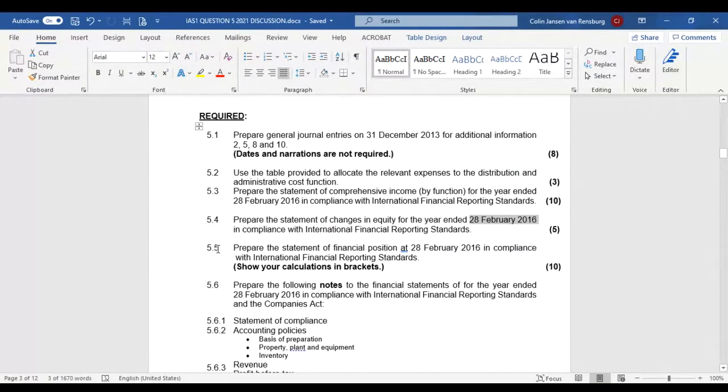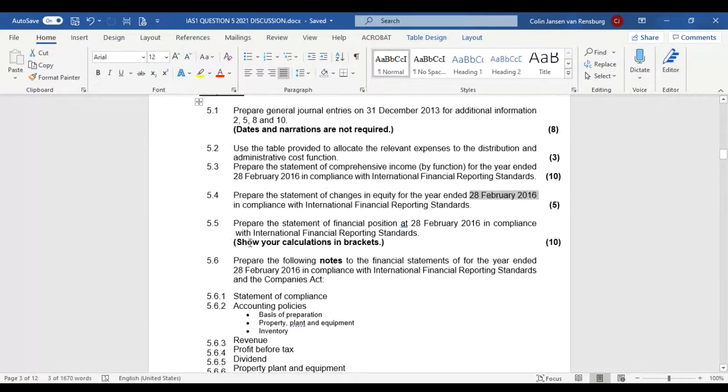But anyway, then we go to paragraph 5.5. They say prepare the statement of financial position at the 28th of February 2016. Once again, now we know that is our financial year end.